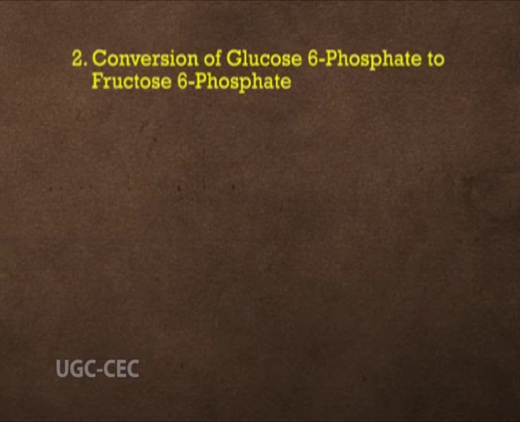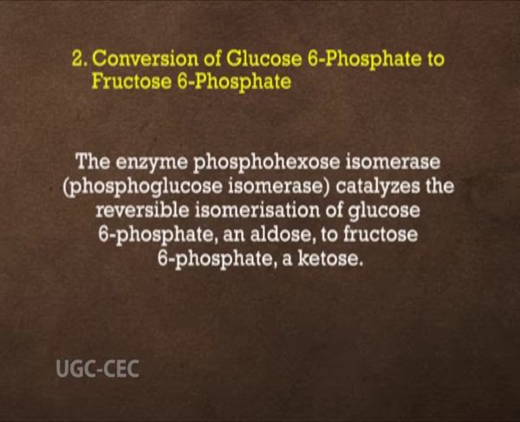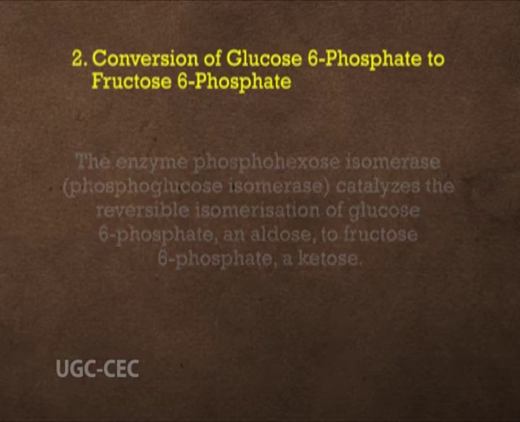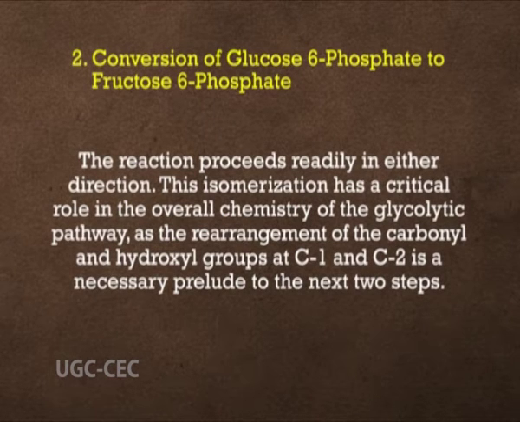Next, conversion of glucose 6-phosphate to fructose 6-phosphate. The enzyme phosphohexose isomerase or phosphoglucose isomerase catalyzes the reversible isomerization of glucose 6-phosphate, an aldose, to fructose 6-phosphate, which is a ketose. The reaction proceeds readily in either direction. This isomerization has a critical role in the overall chemistry of the glycolytic pathway, as the arrangement of the carbonyl and the hydroxyl groups at C1 and C2 is a necessary prelude to the next two steps.